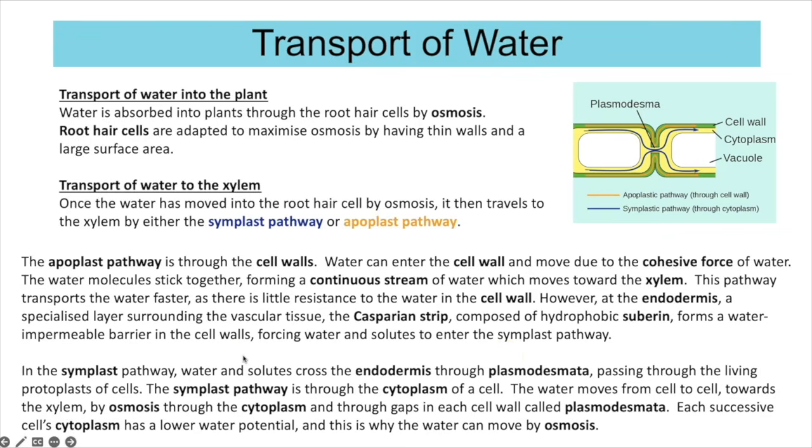Then if we have a look at the symplast pathway, this is when the water and the solutes cross the endodermis through the plasmodesmata, which is a gap here in the cell walls. The symplast pathway is when the water is moving through the cytoplasm of the cell. So the water moves through the cytoplasm, and when it gets to a cell wall, it has to pass through a plasmodesmata, which is one of these gaps. Each successive cell cytoplasm has a lower water potential than the last, and that's how the water is moving. So it moves through the cytoplasm by osmosis, and this is a slower process compared to the apoplast pathway.